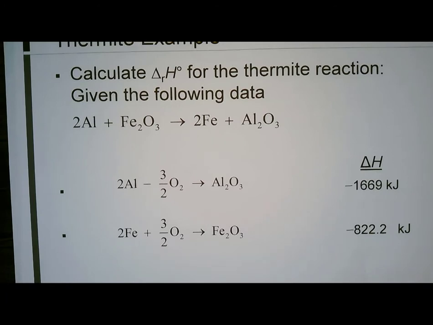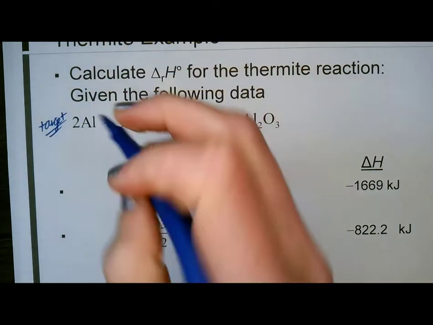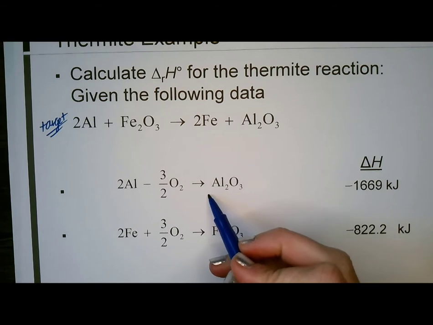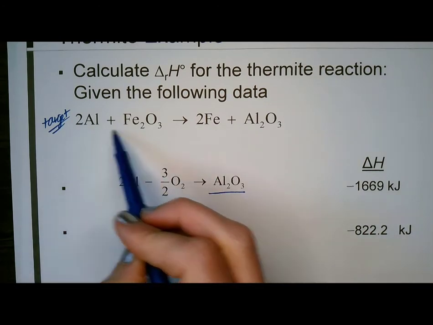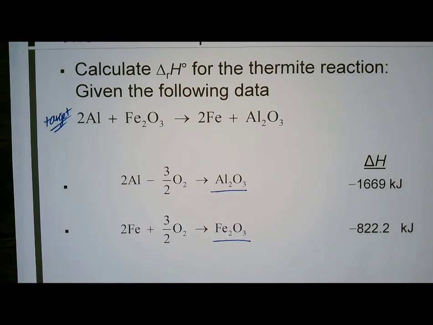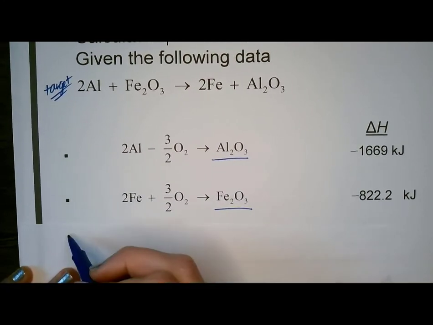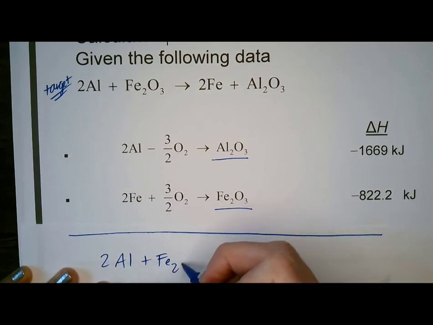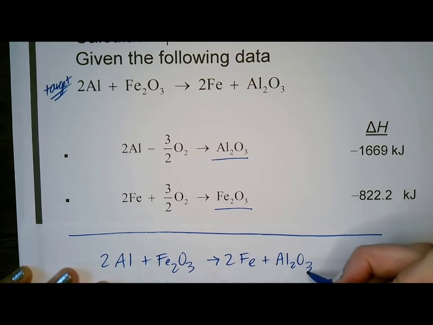We want to calculate delta H for the thermite reaction given the following data. So here's our target. Here are 2 elementary reactions that are given, that are known. The creation of aluminum oxide and iron 3 oxide. But I want this reaction. So I'm going to just write this underneath here. Push this up. My target, I want 2 aluminum plus Fe2O3 to give me 2 Fe plus Al2O3.